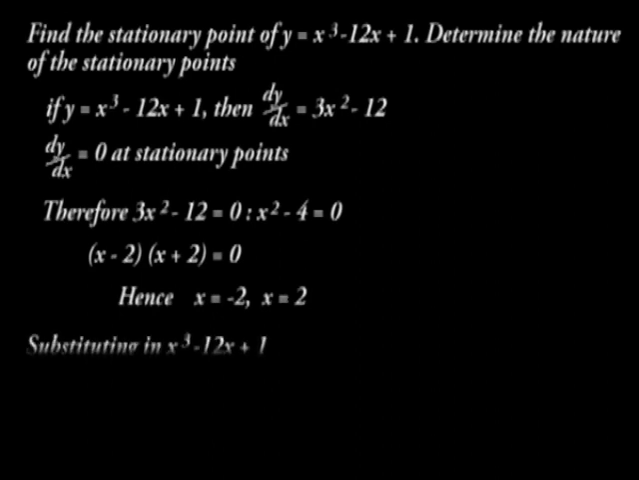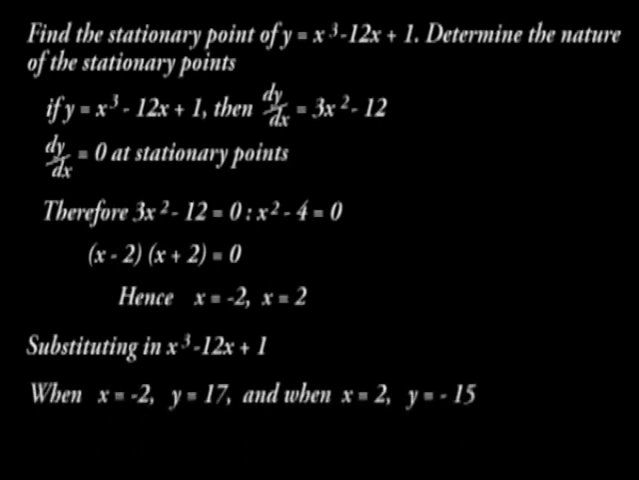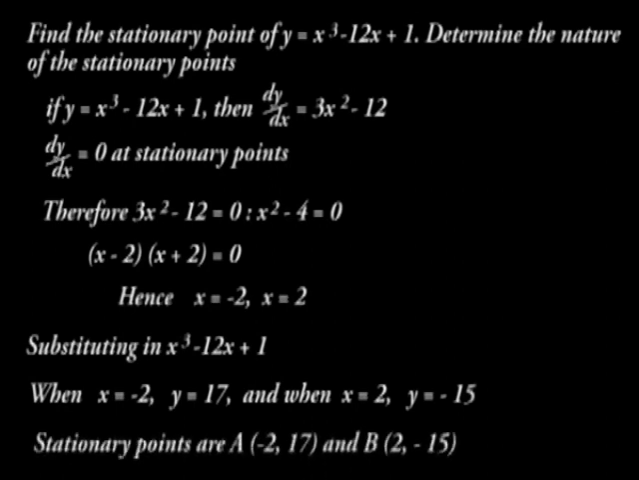Substituting in the original equation, when x is minus 2, y is 17. And when x is 2, y is minus 15. The stationary points are therefore A (minus 2, 17) and B (2, minus 15).